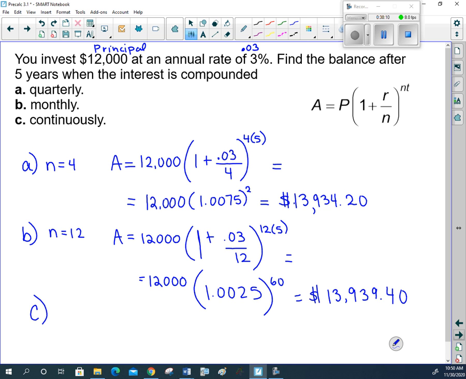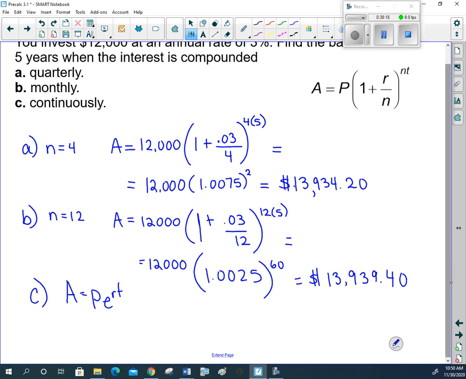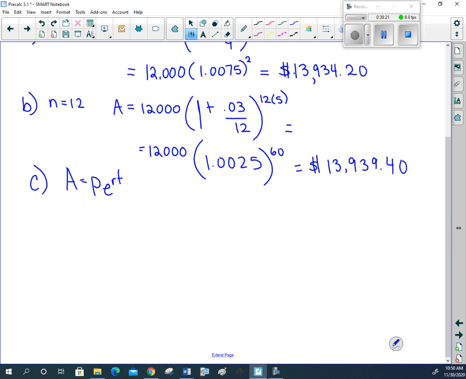So new formula on this one. This is our PERT formula. So you've got to find your E button in your calculator. You're going to say 12,000 times E to the, and our rate was 0.03 and our time was 5 years. I guess I don't need this parenthesis here. Let me rewrite that. E to the 0.03 times 5. Okay, so here we go.